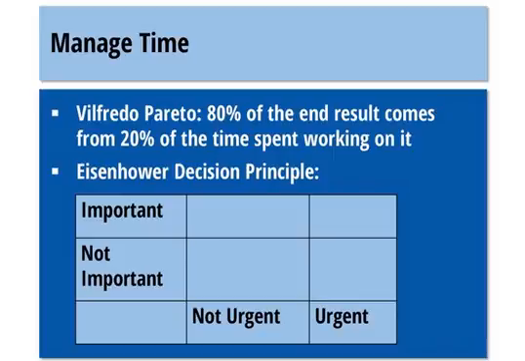Use the so-called Eisenhower decision principle to place tasks into 4 categories: important, urgent, unimportant, not urgent, unimportant, urgent, and unimportant, not urgent. Try to complete your tasks in this order, and when planning, begin with the most important.